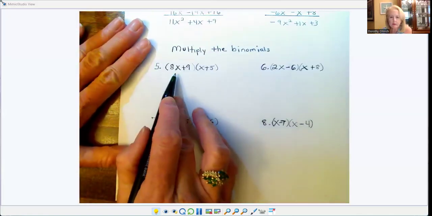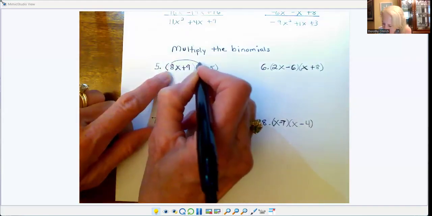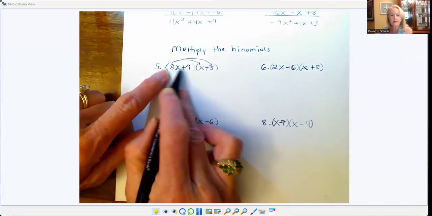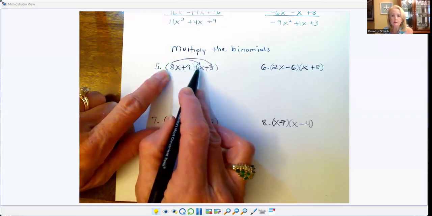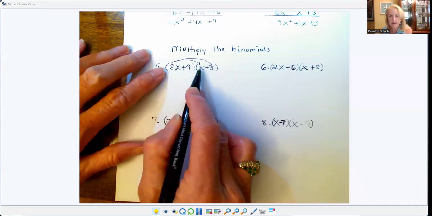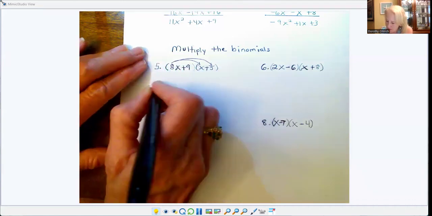To make this cleaner, I like to multiply the first term and put arrows on the top. Remember, this does not multiply by anything inside the same parentheses. It's only being multiplied by each term in the other parentheses. 8x times x. You multiply the numbers first, and that's basically 8 times 1, which is 8.